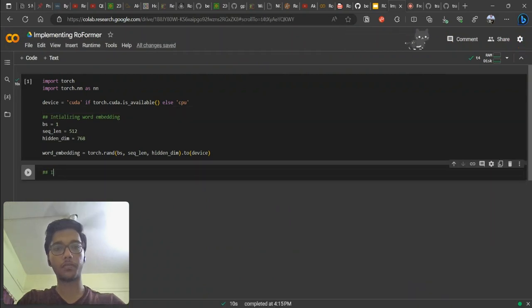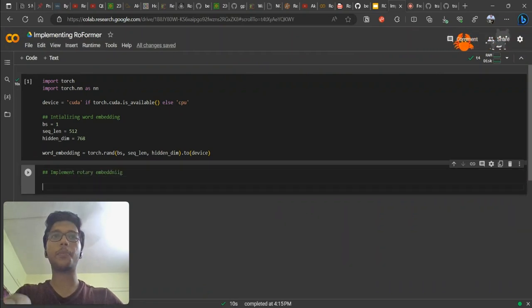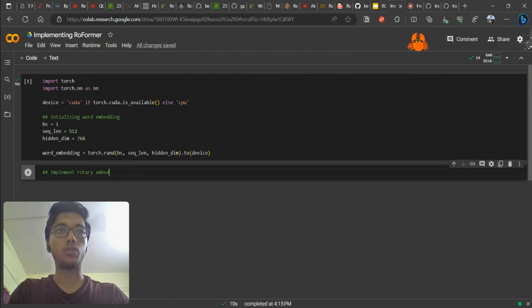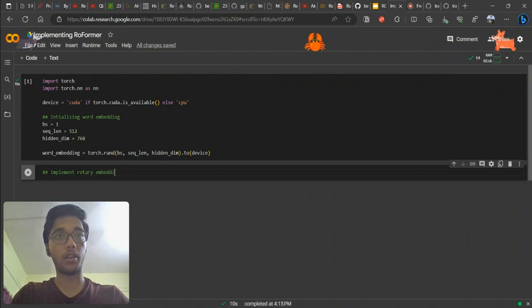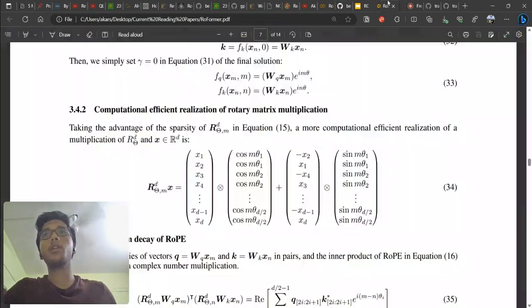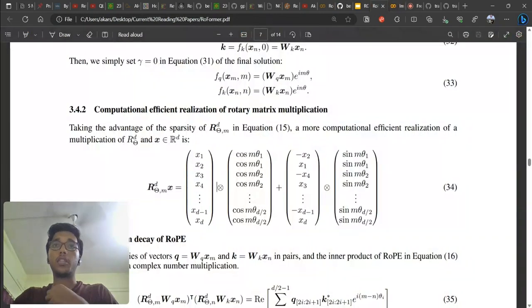Okay, now let's implement the rotary embedding. When we come to the paper, it mentions this m theta. What is this m theta? Where does this theta come from? Let's break it into two parts: where does the theta come from, and where does this m come from?